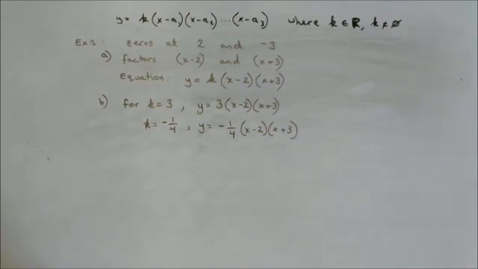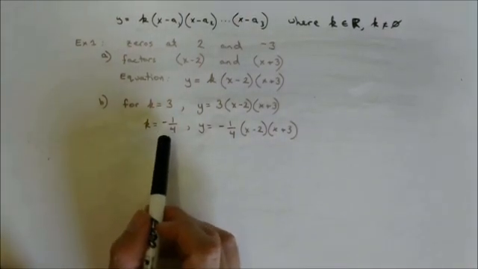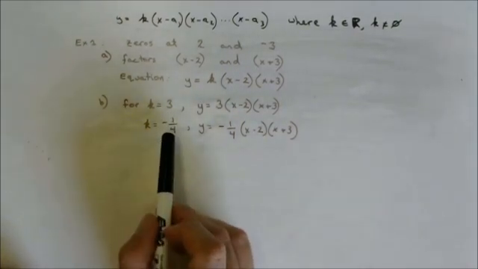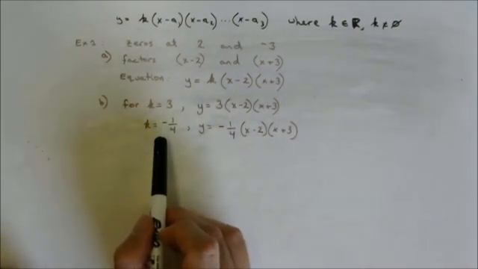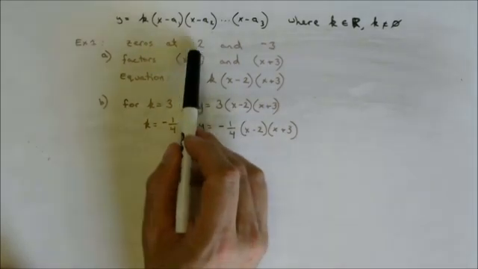And you could think about what these transformations would do to the graph, these values of k. I mean, the negative will flip it. The 3 will stretch it. The 1/4 will compress it. But all along, it will still go through the points 2 and negative 3.